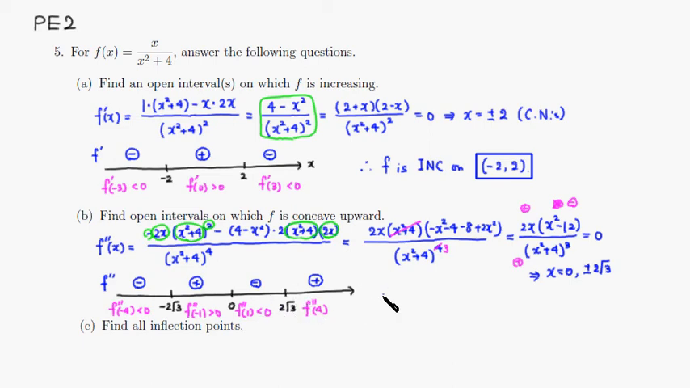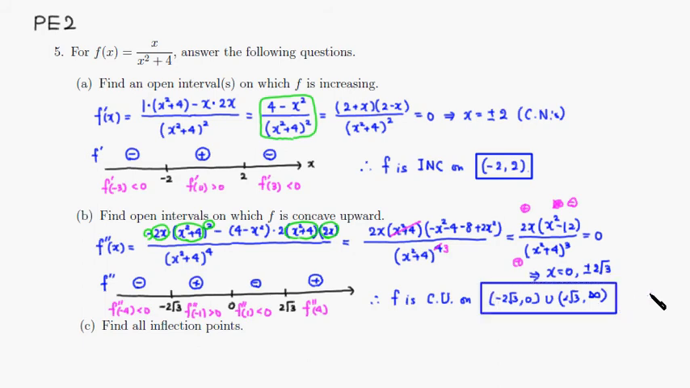So we say f is concave upward on the interval from negative 2 square root of 3 to 0, and also 2 square root of 3 to infinity. So those are the intervals where this function is concave upward.